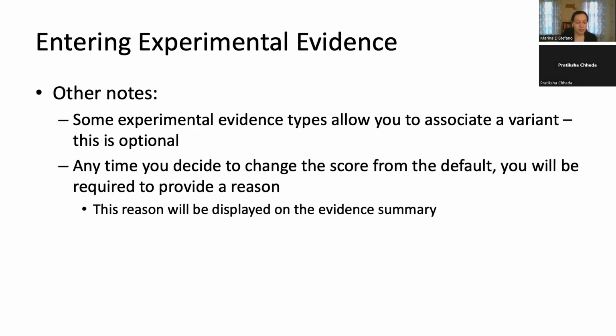So other notes, some experimental evidence types allow you to associate a variant. That's optional. You can imagine for functional alteration patient cells, or non-patient cells, if they transfected a variant into HeLa cells, for example, you might want to add that variant into there, but it's optional. Anytime you decide to change the score from the default, just like with genetic evidence, you'll be required to provide a reason, and this will be displayed on the evidence summary.